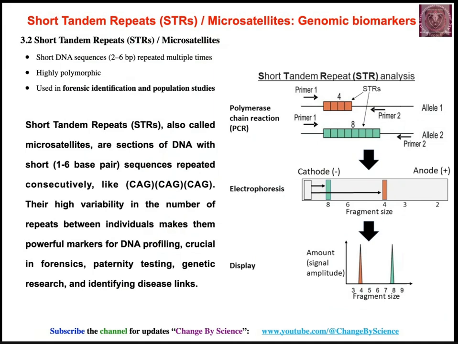So these STRs, or short tandem repeats, also called microsatellites, are sections of DNA with short 1 to 6 base pair sequences repeated consecutively, like CAG, CAG, CAG, something like this. Their high variability in the number of repeats between individuals makes them powerful markers for DNA profiling, crucial in forensics, paternity testing, genetic research, and identifying disease links. And the right side shows you the STR analysis examples.